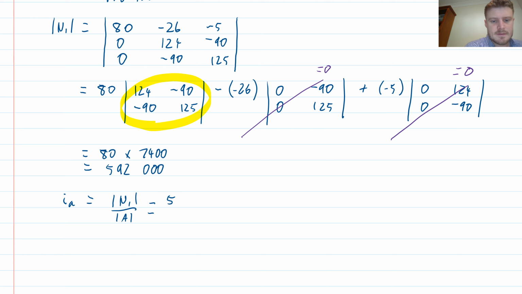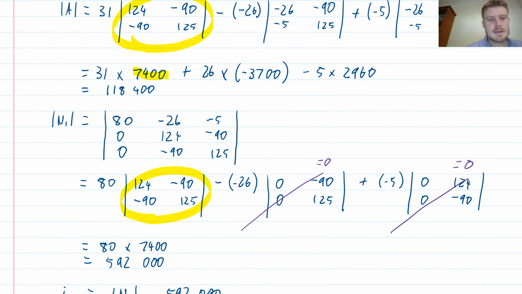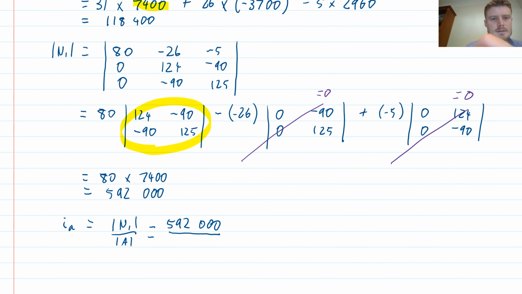So that was 592,000 divided by the determinant of A, which is just this number here, 118,400. And 592,000 divided by 118,400 is 5. So IA is 5, so 5 amps.